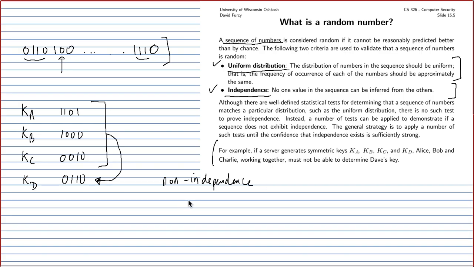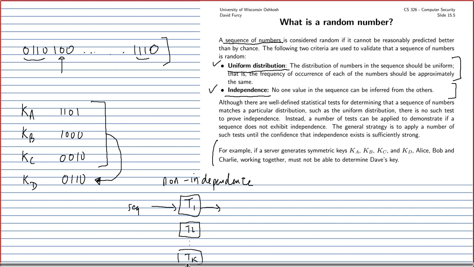That is, it's possible to find a test T1 that, if you give it a sequence, will tell you, yes, this sequence is actually not independent. So it can prove the negative of independence. And the fact is there are quite a few of these tests that are known, T1, T2, up to TK, say.